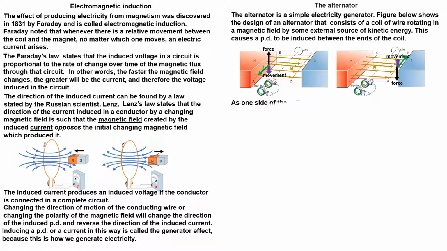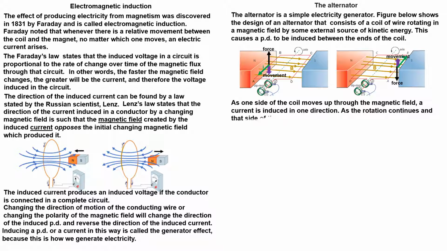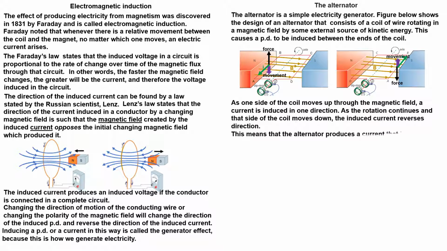As one side of the coil moves up through the magnetic field, a current is induced in one direction. As the rotation continues and that side of the coil moves down, the induced current reverses direction. This means that the alternator produces a current that is constantly changing. This is alternating current, or AC.